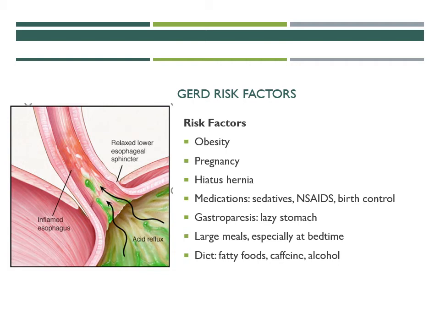Actually, you know what? Let me rephrase that a bit. So sedatives and birth control pills relax the lower esophageal sphincter. NSAIDs would be medications that would bother the stomach more. They would lead to stomach irritation, ulcers of the stomach, gastritis. They don't tend to aggravate reflux disease.